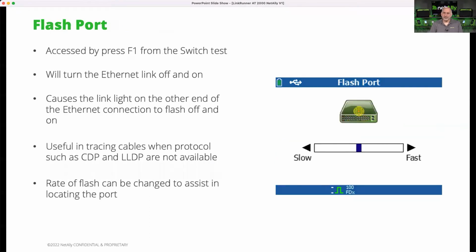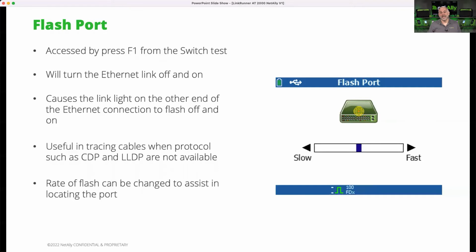Flashport. So there are times where we are working with a switch that does not send out CDP and does not send out LLDP. I was working on a little project and they had an unmanaged switch. So I was unable to tell where I was connected. So what we can do here is select Flashport on our switch port screen and tell it to flash that port. And the link light will turn off and on and off and on.